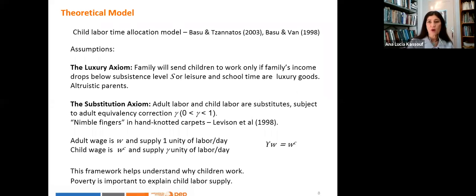The adult wage, I'm calling here W, and it's assumed that the adult supplies one unit of labor in a full day. And the child wage, I'm calling here WC, and the child supplies gamma units of labor in a full day. So we have that gamma W is equal to WC. So the wage of the child is this equivalence correction gamma times the wage of the adult. So this framework helps understand why children work. And poverty is a very important variable to explain child labor supply.